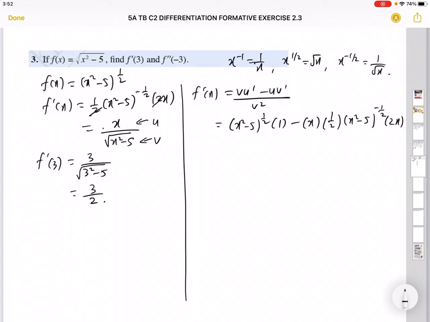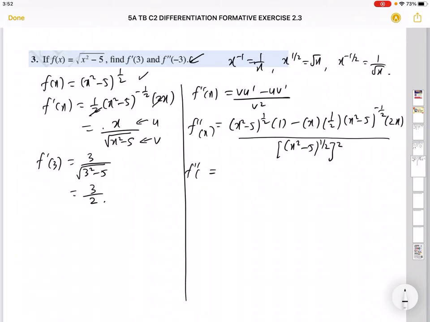Now this is actually identical to the first part here because your v is exactly the same as your f prime x. Okay, then you divide by v squared, x squared minus 5 power half squared. Now I'm tempted to simplify this, but you don't have to simplify this because after all, we're finding f double prime negative 3. Yes? So this is double prime here. I better write this double prime here.